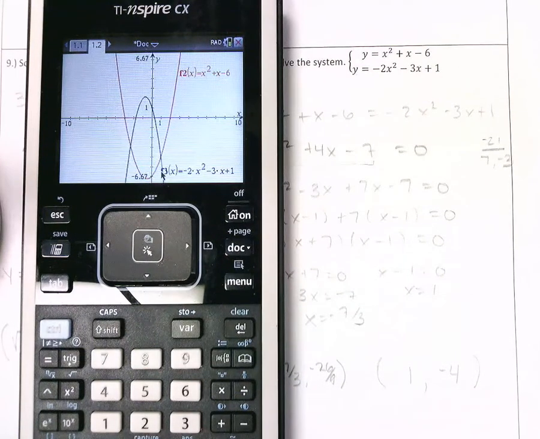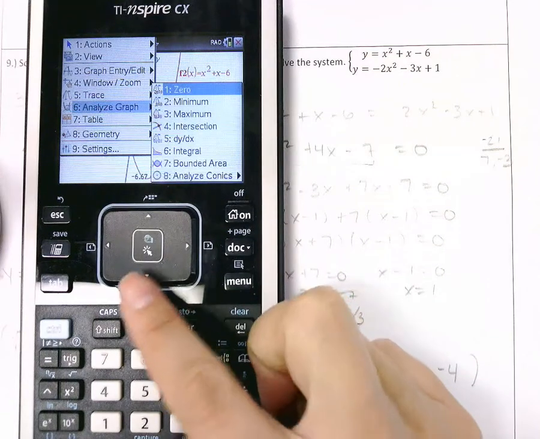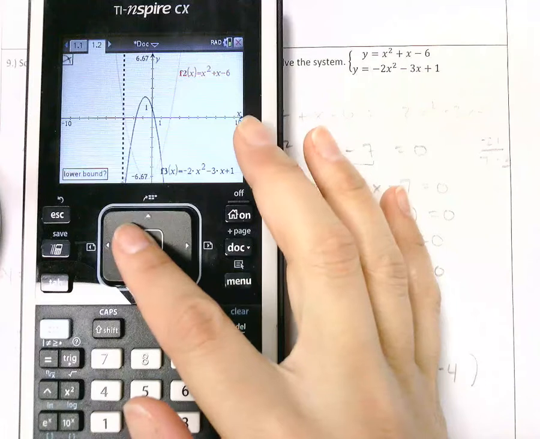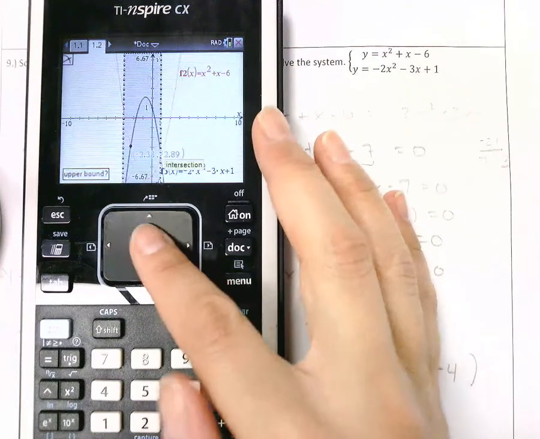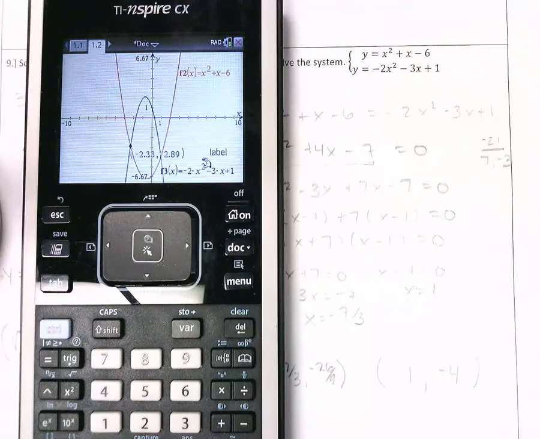Okay, so if you want to check it, graph both parabolas and then you find the intersection point. Now the only issue with the intersection point for this question, it'll help you check it, but it's not going to get you the answer because this one over here is going to round. Unless you know how to convert that rounded answer into fractions, then you're getting an approximation, which isn't good.